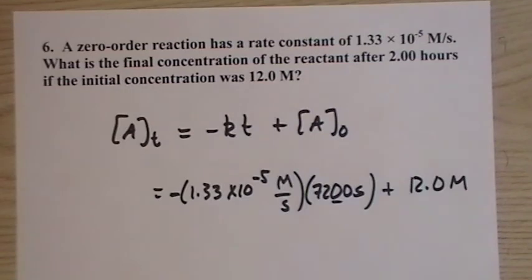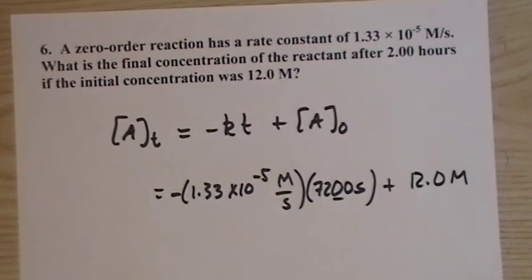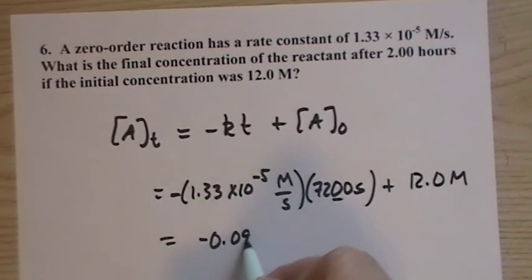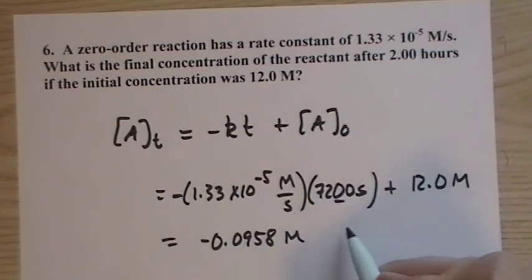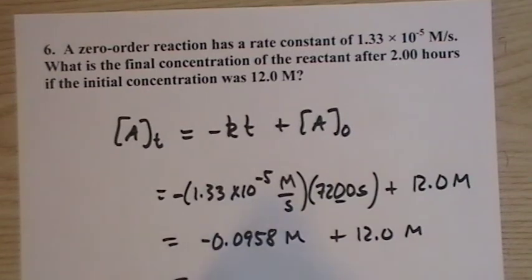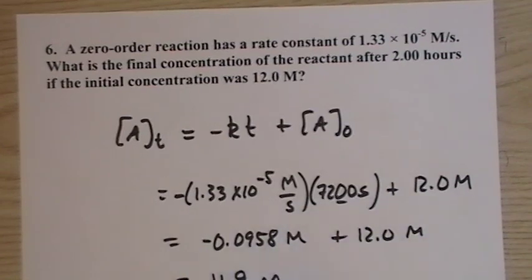And we need that negative there. Forgot that, because if we had that, it would just add on to this concentration, making the final concentration greater. Can't be, so when I looked at it really quick, I see there's something missing, that negative there. And then we have 1.33 times 10 to the minus 5 times 7,200. And we end up with minus 0.0958 molar plus 12. And we end up with 11.9 molar for the final concentration.